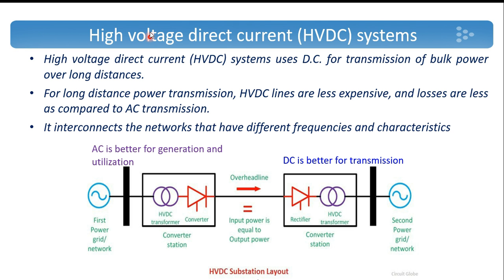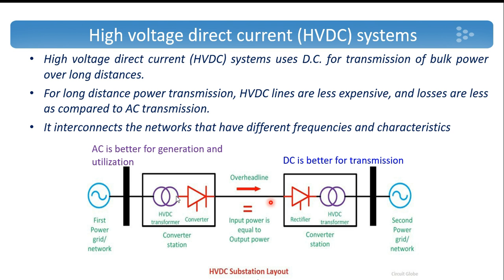Here, in a high voltage DC transmission, the power generated in AC is converted into DC by using rectifiers, and then it is transferred through a DC line. At the receiving end, this DC is converted to AC by using inverters or power electronic converters, and it is fed to the feeder. This is the basic diagram of an HVDC transmission system.